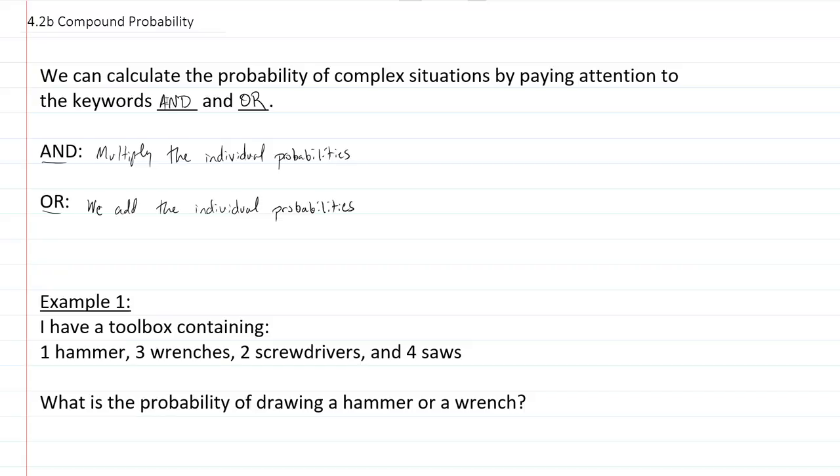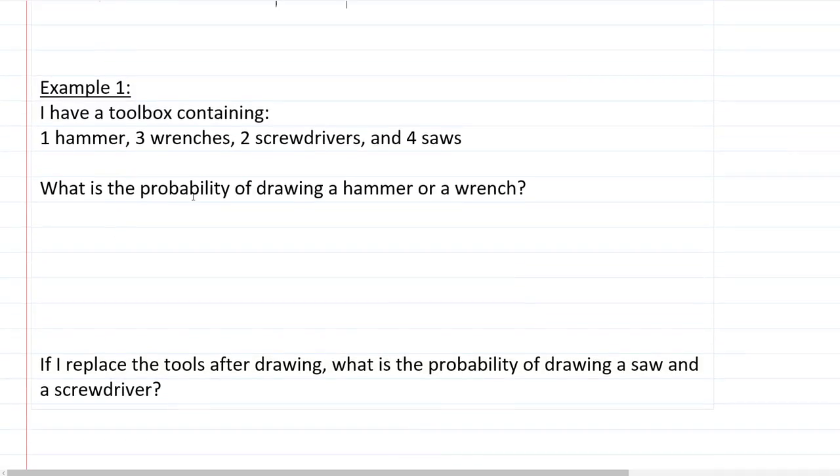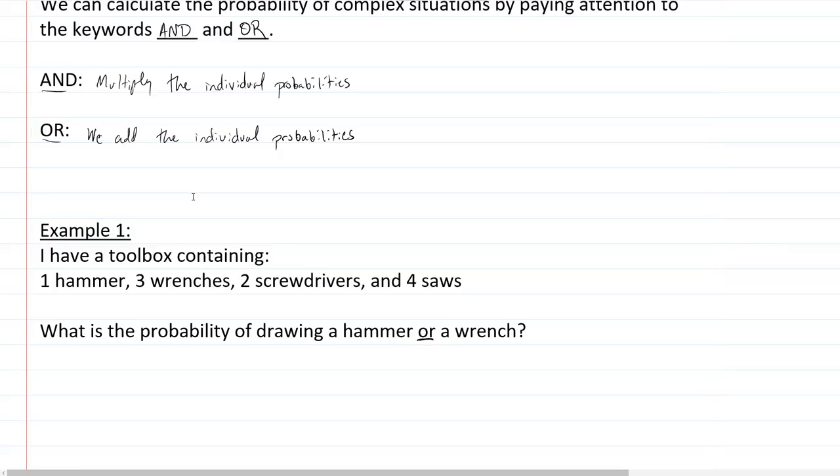So let's go through an example. I have a toolbox containing 1 hammer, 3 wrenches, 2 screwdrivers, and 4 saws. What is the probability of drawing a hammer or a wrench? So we look for our keyword. We look for the keyword "or". What does "or" mean? We add the individual probabilities.